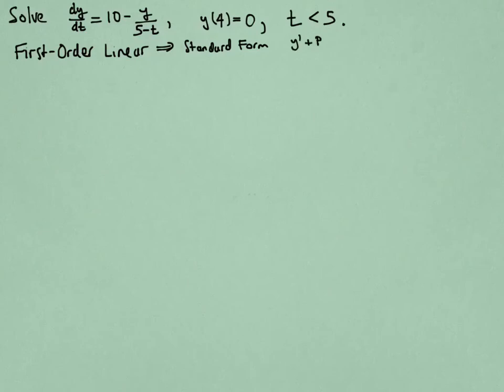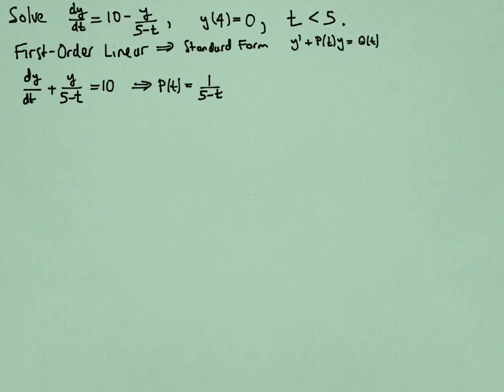So in order to solve a first-order linear equation, we should get it into standard form. In this case, I should get the coefficient of y prime to be 1, move the y term over to the left, and move any terms involving just t or anything else over to the right side. In this case, I need to move the term here over to the left side, and I'll leave the constant on the right. So my p of t, my coefficient of y, is 1 over 5 minus t.